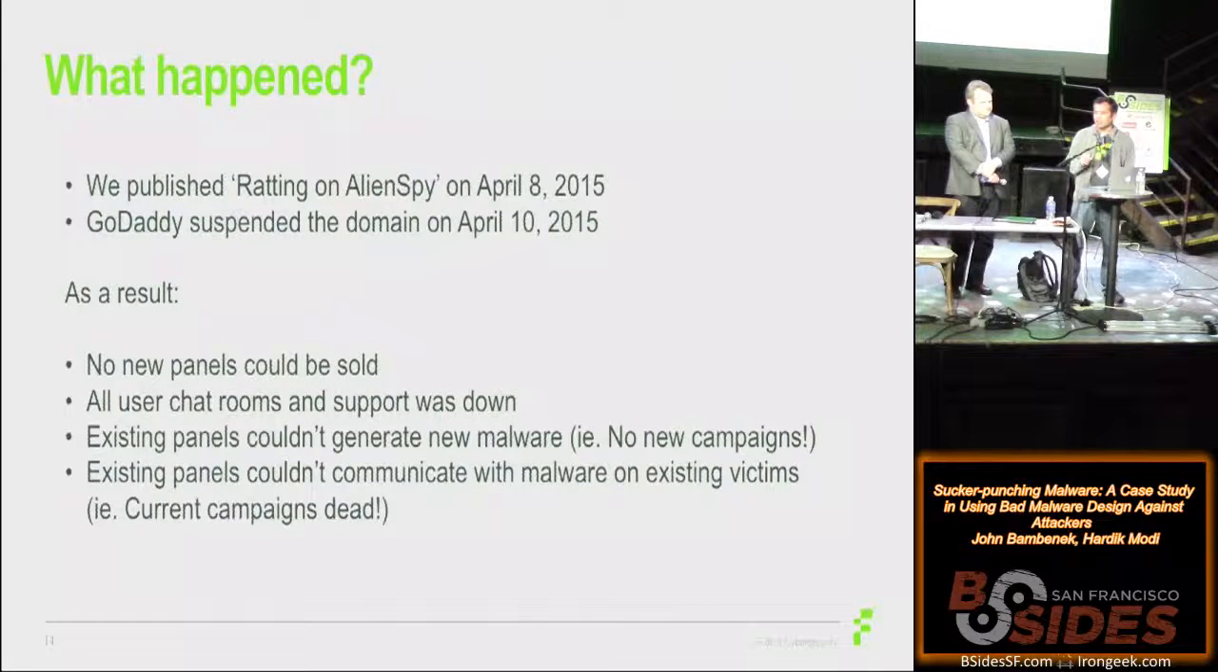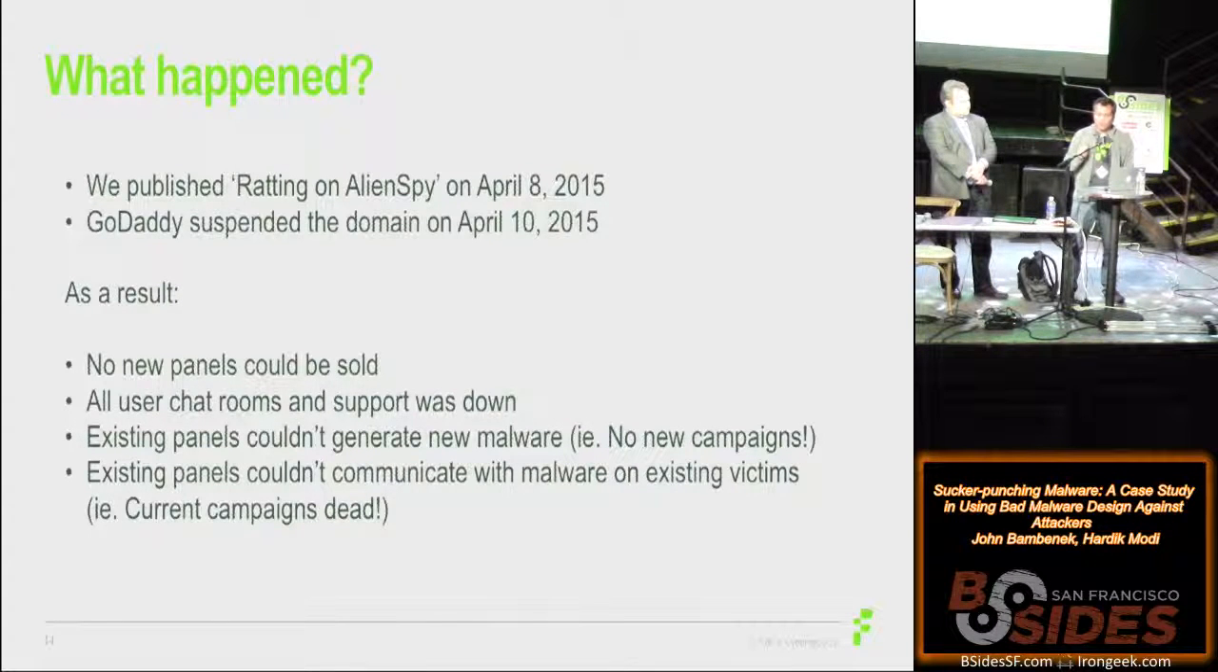The effect of this, just as soon as they did that, was that now that the domain was gone, they couldn't sell new panels. All of the chat rooms were hosted at alienspy.net. So at that point, all these users who were talking to each other or talking to the author, asking questions, discussing best practices, suddenly had nowhere to talk about these things and had to go find other ways to regroup.